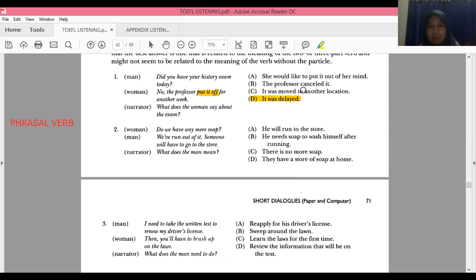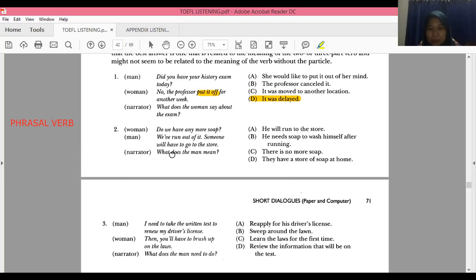Option A: The professor cancelled. No. Option B: It was moved to another location. It's okay, it says here it was moved to another... Sayangnya ini location. It could be right if the option were it was moved to another date, but here it is location. And the answer is it was delayed.